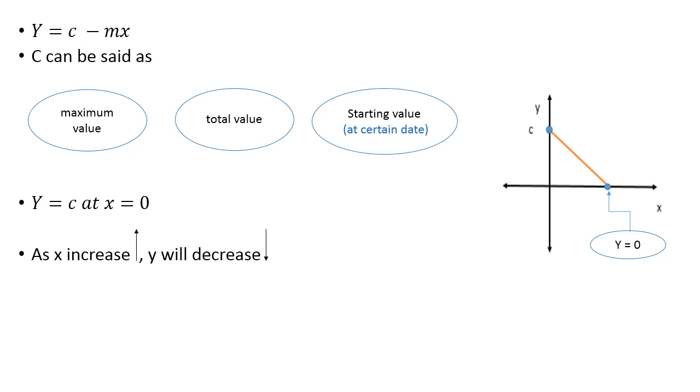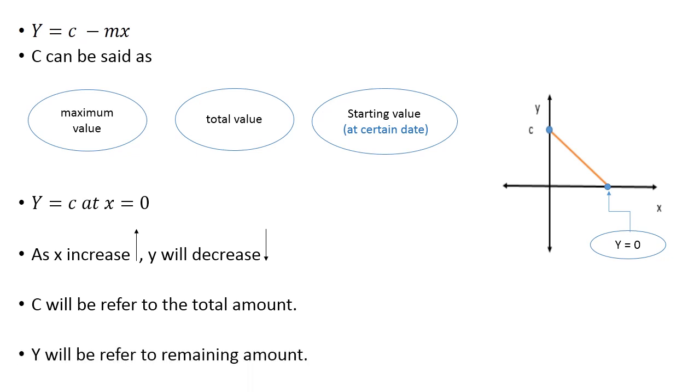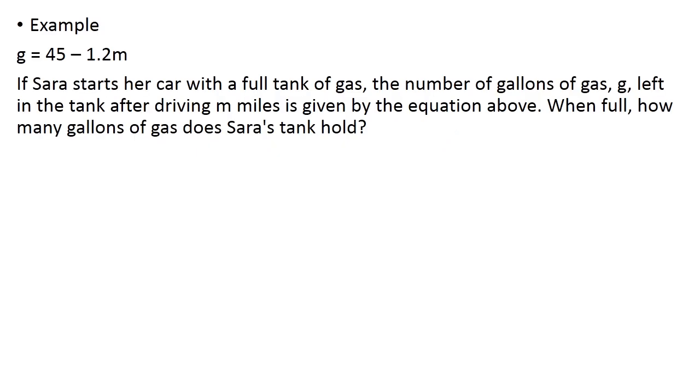In this form, c will refer to the total amount and y will refer to the remaining amount. Let's take an explanation example where g equals 45 minus 1.2m, and it says if Sarah starts her car with a full tank of gas, the number of gallons of gas g left in the tank after driving m miles is given by the equation above. When full, how many gallons of gas does Sarah's tank hold?